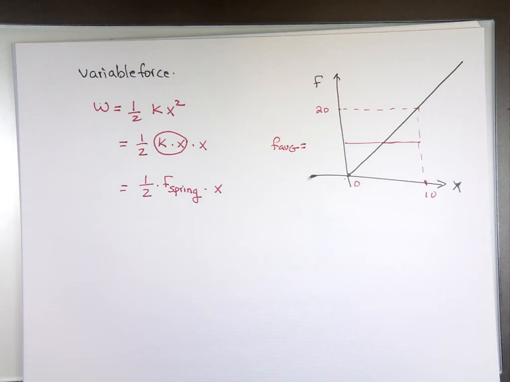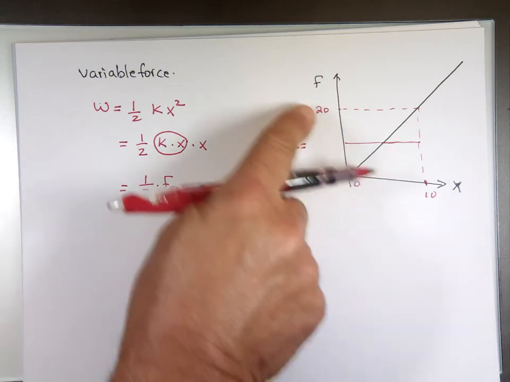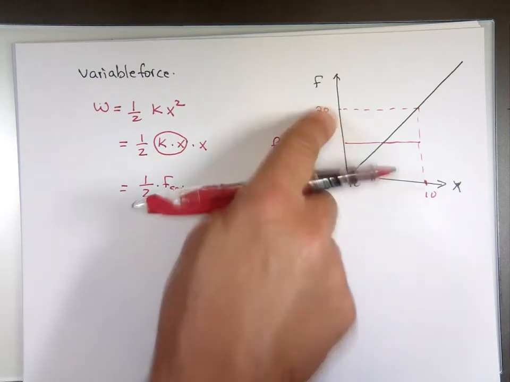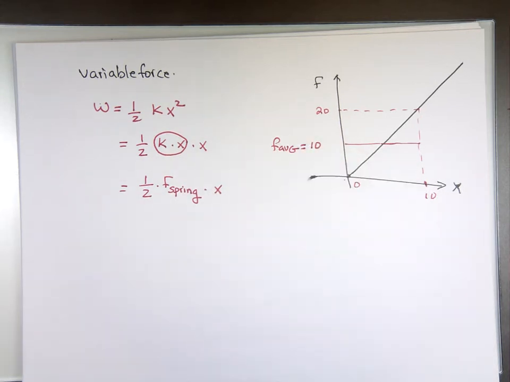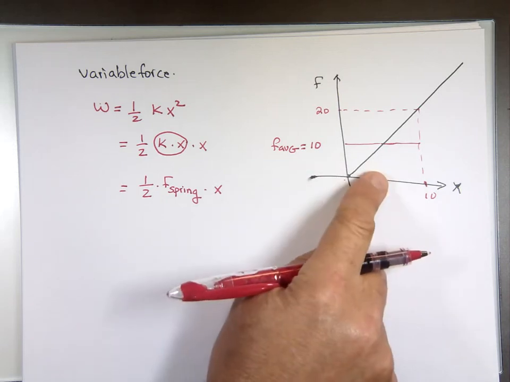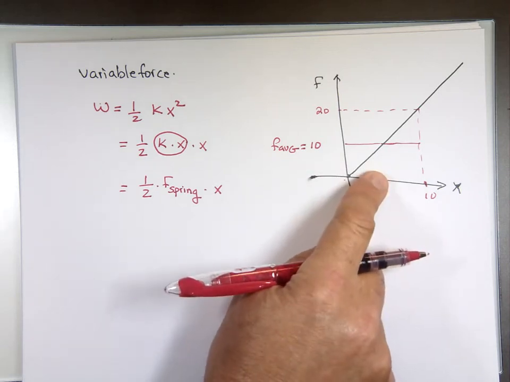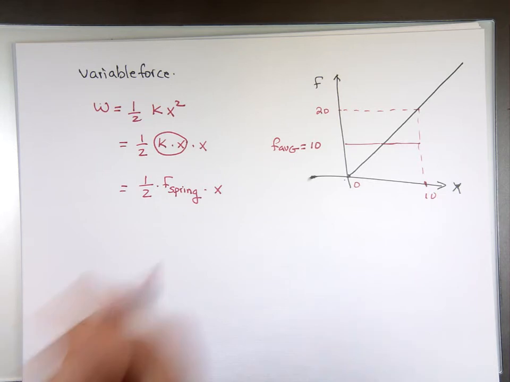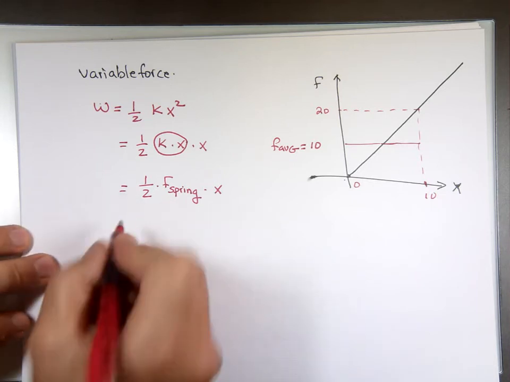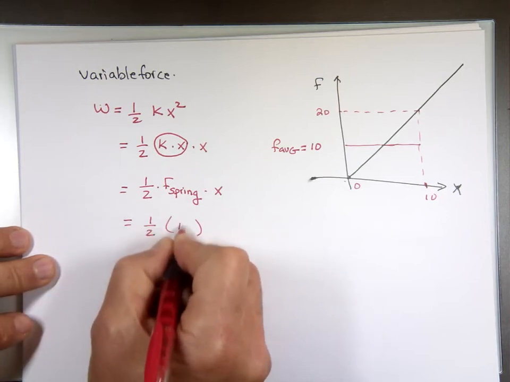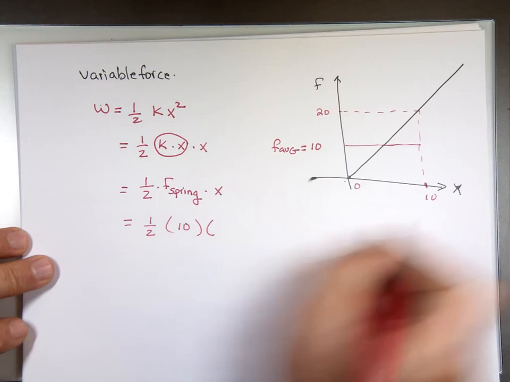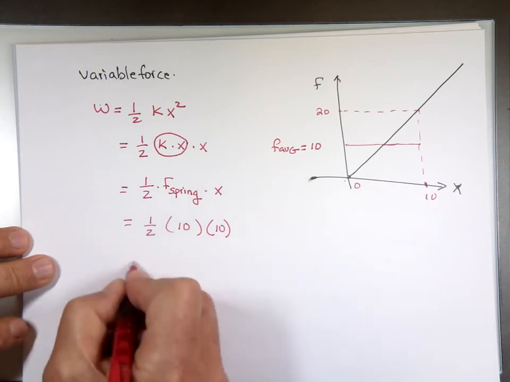In this case, the average value is what? 20 plus 0 divided by 2, that's a 10. To find the average of two numbers, you add them and divide by 2. So if you want to calculate the work done by the spring here, you have to use the average value. So that's going to be 1/2. My average value for this example is 10, and my distance is 10, and that'll be 50 joules.